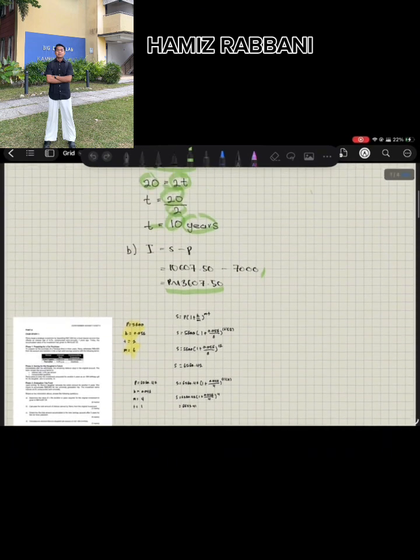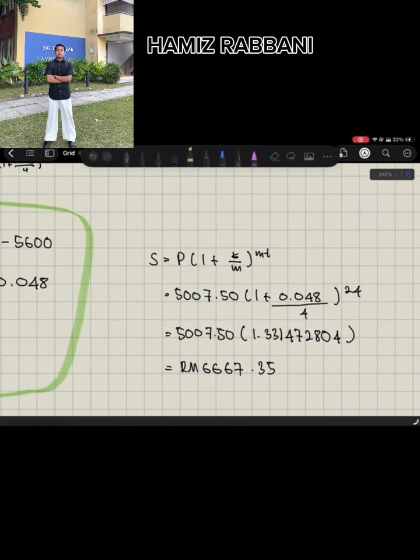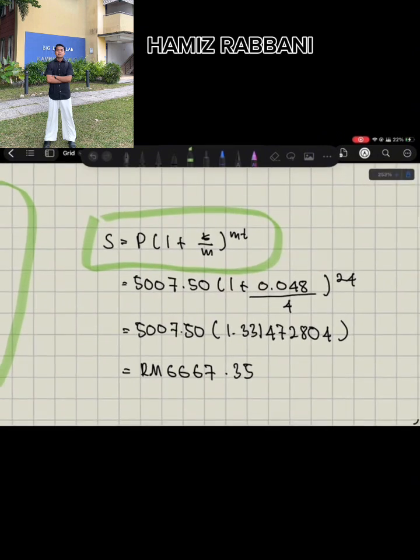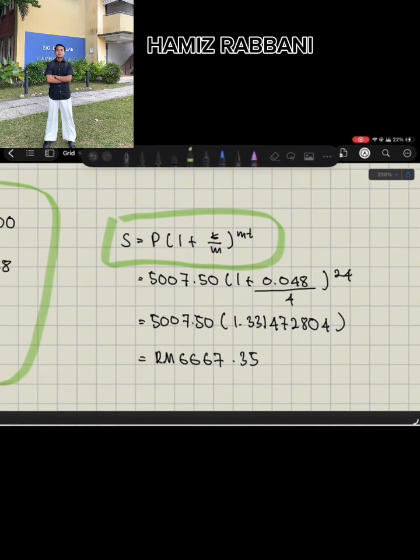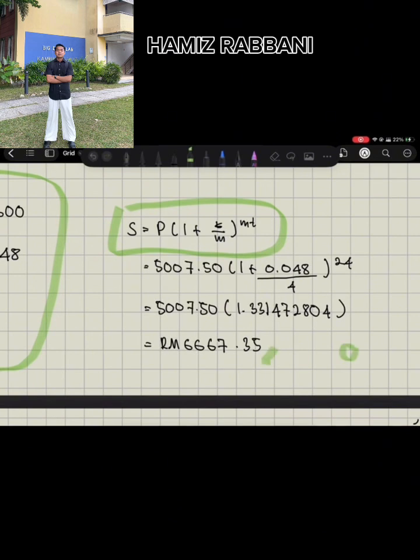Question D is the same as question A, so the formula and the steps are the same. This is the information we get, and we must use the compound interest formula. After that, we substitute into the formula, and we got this answer. So that's all.